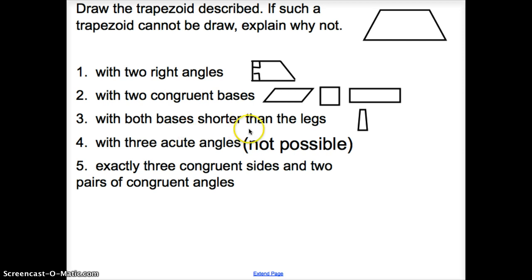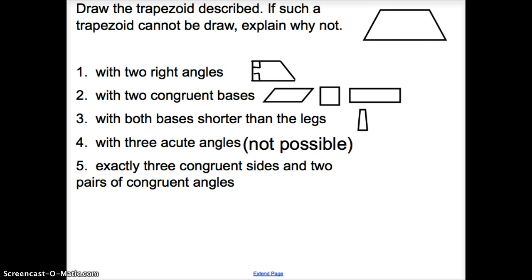A trapezoid with both bases shorter than the legs would look like basically a stretched out trapezoid from top to bottom. A trapezoid with 3 acute angles is not possible only because we know that same side supplementary angles would either have 2 90 degrees or 1 acute and 1 obtuse to make them supplementary.